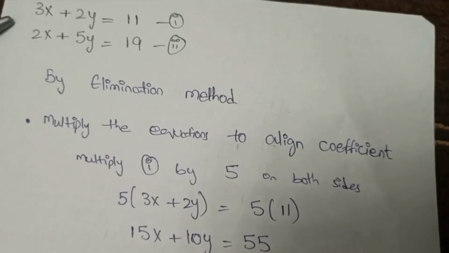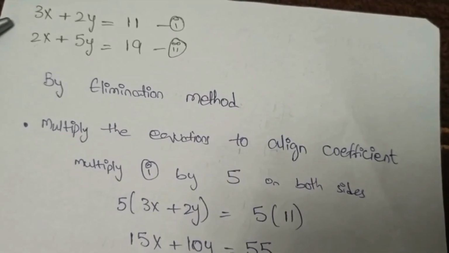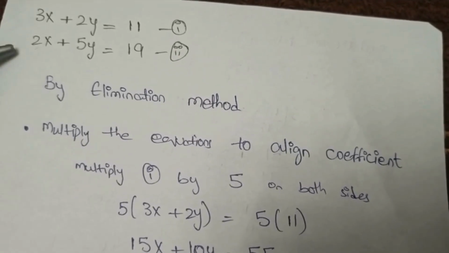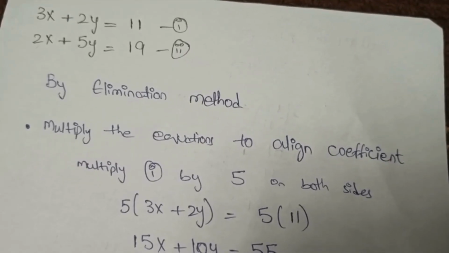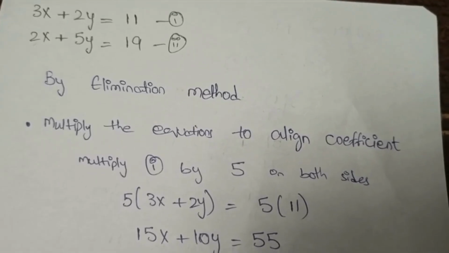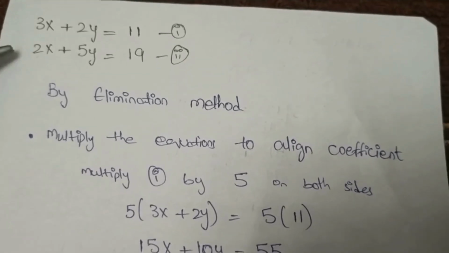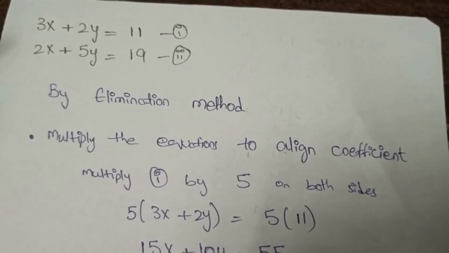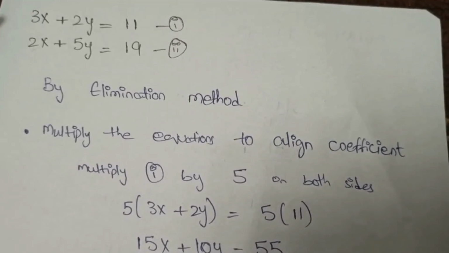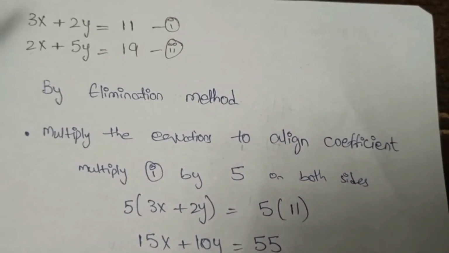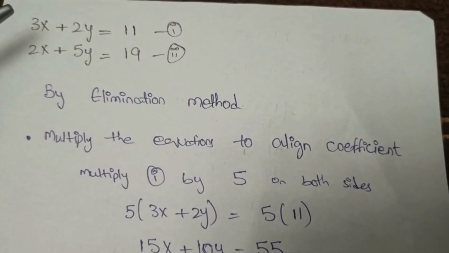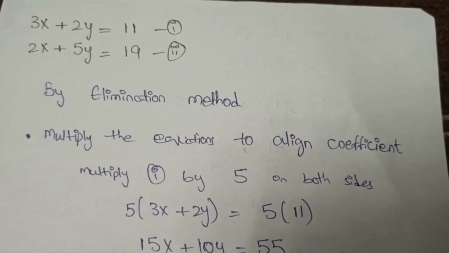Okay. So my next question is 3x plus 2y is equal to 11, and my next equation is 2x plus 5y is equal to 19, and I want to solve it using the elimination method. So you can see if you subtract both these equations or add, you don't get rid of any one of the variables, not x, not y. So what we are going to do is multiply these equations with a value so that one variable becomes equal.